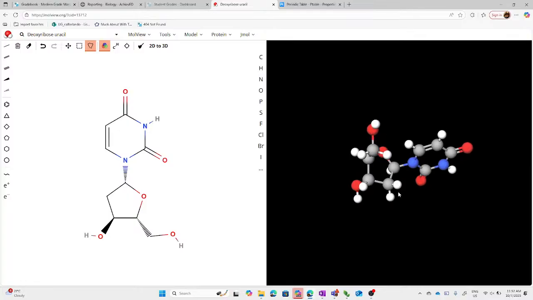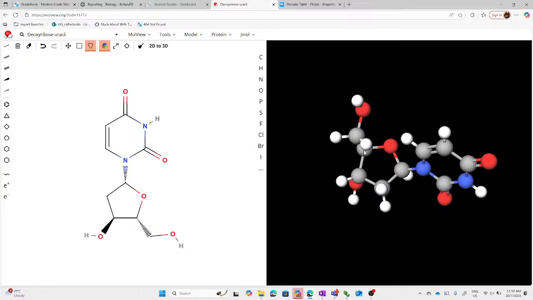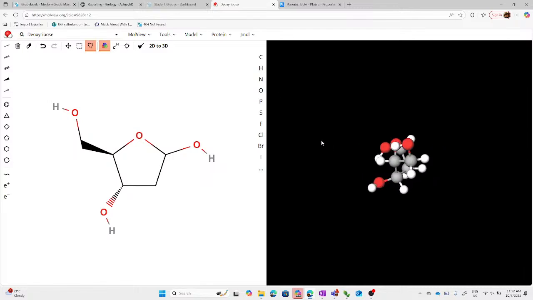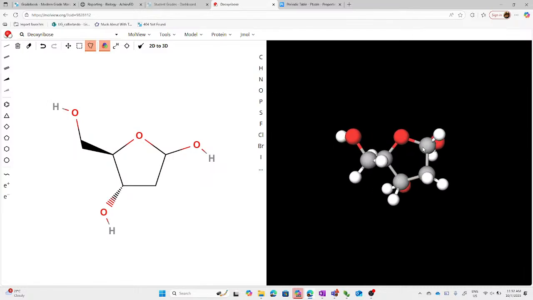So if you look here, this is what we just talked about. That is the sugar part there. This part here is the base. Does that make sense? Can I get this without the uracil attached? Because we don't want that. Yeah. So that is the sugar right there. And do you see how it has that kind of pentagon shape? Obviously, it's got more than the pentagon going on, but that is the sugar part.